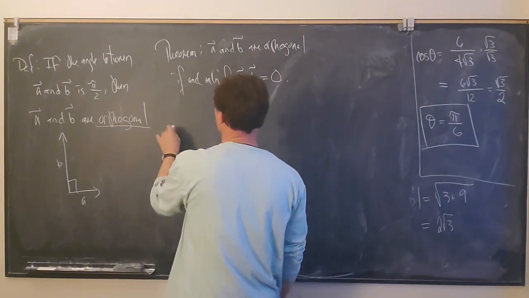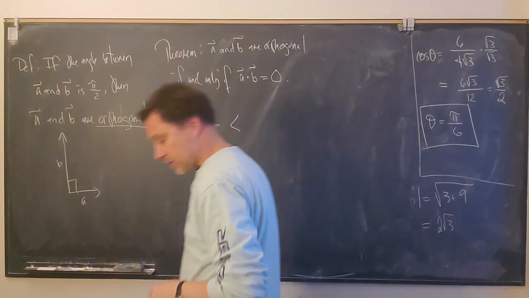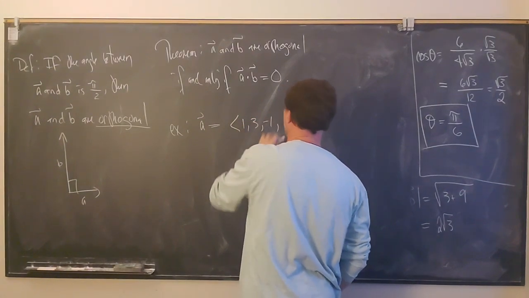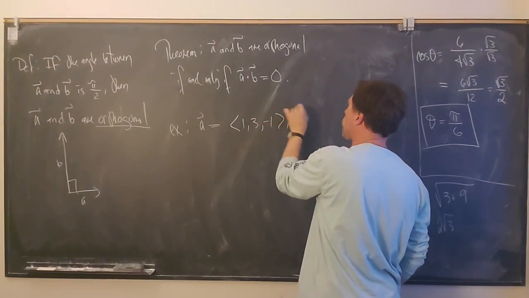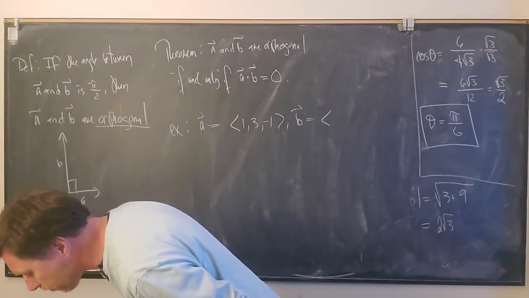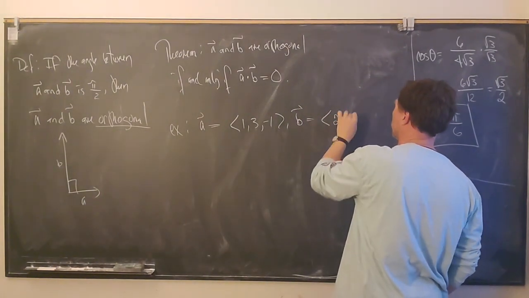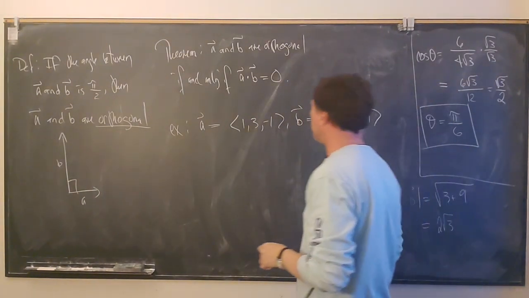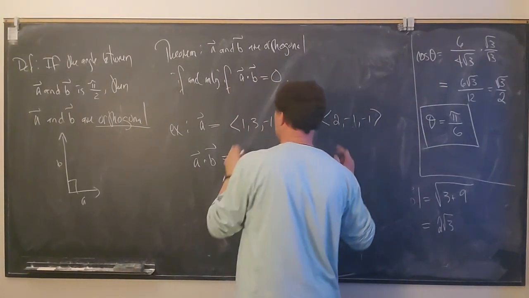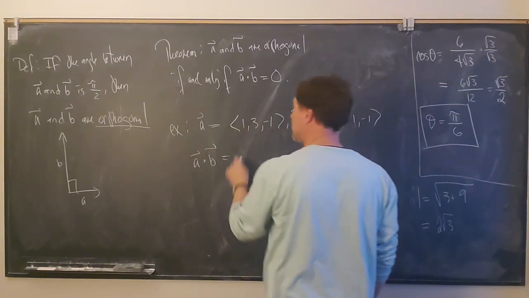So, for example, let's look at this. Let's say A is the vector 1, 3, minus 1, and B is the vector 2, minus 1, minus 1. If we look at A dot B, that's going to be 2 minus 3 plus 1. So A dot B is equal to 0.